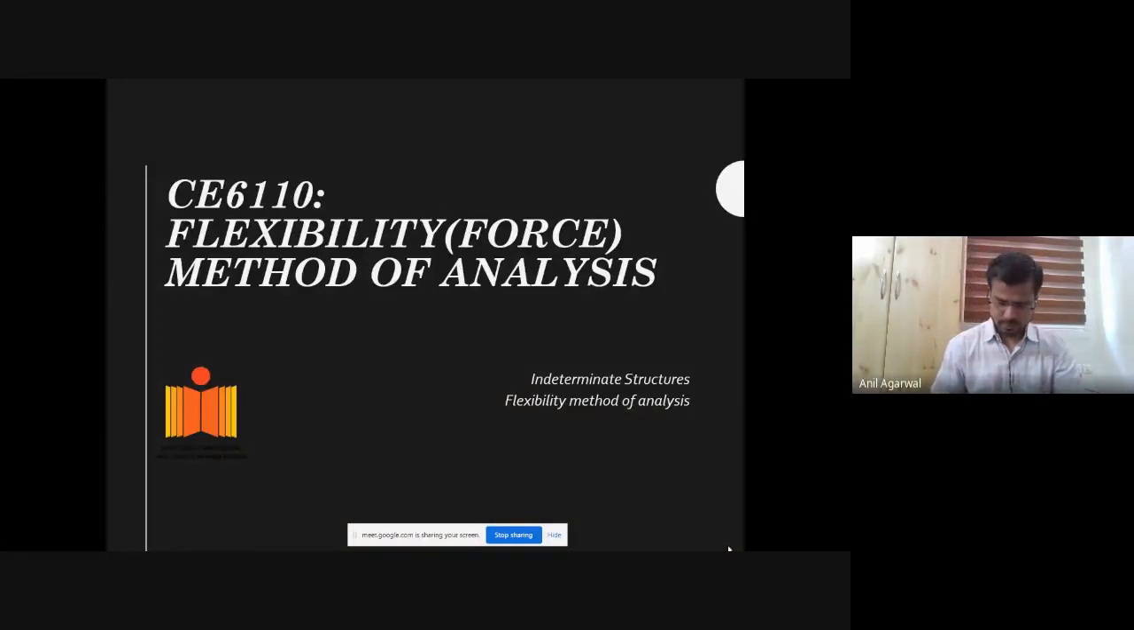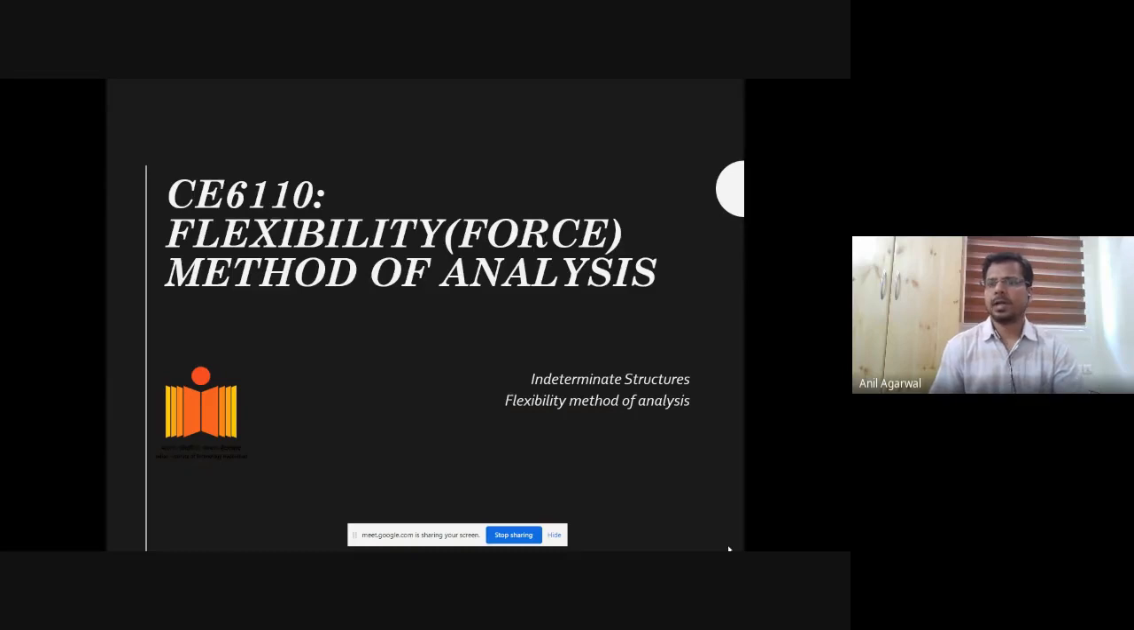We discussed in the previous classes how to calculate the internal forces and reaction forces for any determinate system, right? That may include a frame, a beam, or a truss. So you can calculate the internal forces.